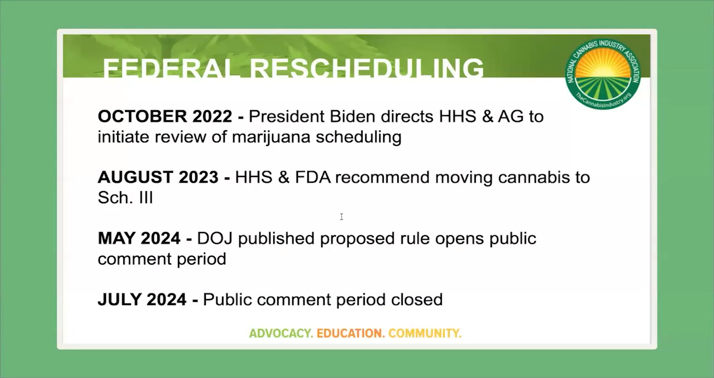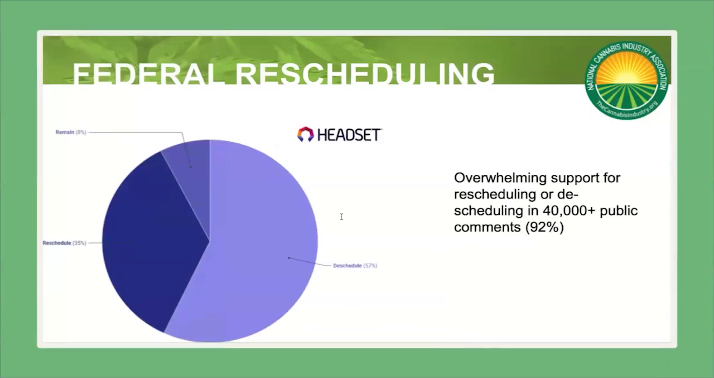Here's the timetable. This is off Aaron Smith's slides. Aaron Smith, who's the founder of NCIA, was the keynote speaker at AICPA. He's coming to our private member group on Monday for all our DOPE CFO members to talk about the latest rescheduling news. We're now past the public comment period. 92% of those comments were positive. Overwhelmingly positive.